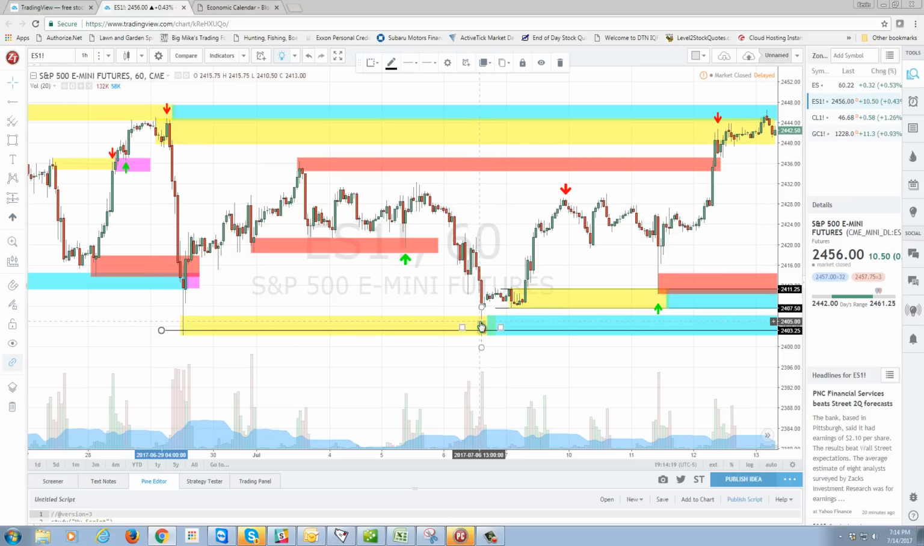Okay, but if it comes into the zone and then we get some type of a bullish reversal pattern, then we can take the trade, and the stop would be just right below the bottom of the candle that has the bullish reversal pattern. So again, we're not risking that much money.